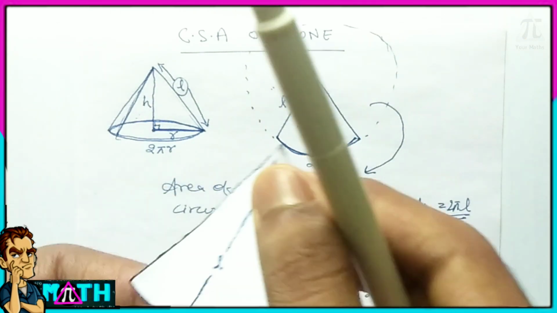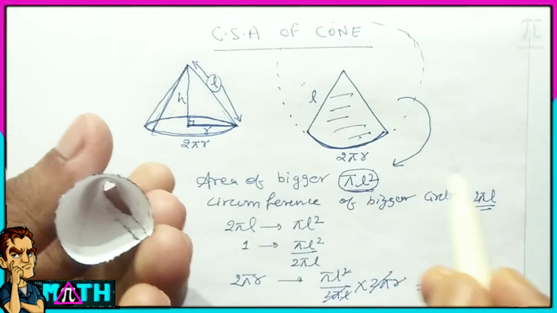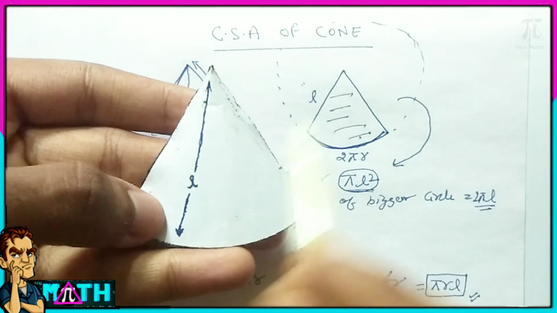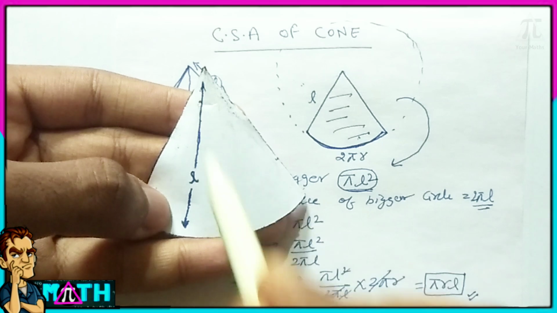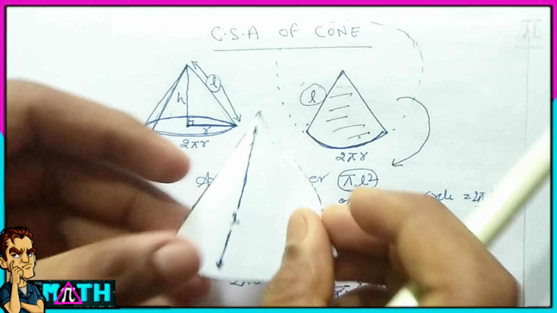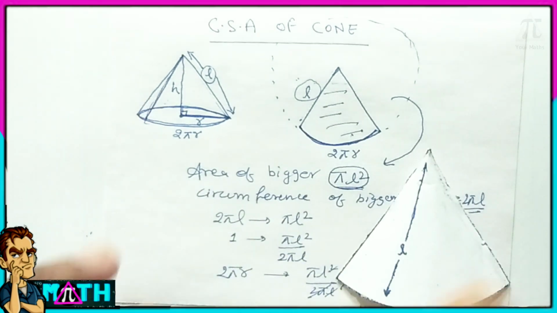As I have told you, the circumference of the base circle is 2 pi r, and when I open this, you can see that this is 2 pi r as well. So this is the slant length, which will become the radius of the bigger circle because it's the sector of the bigger circle. And that's all the surgery of the cone. Hopefully you get it.